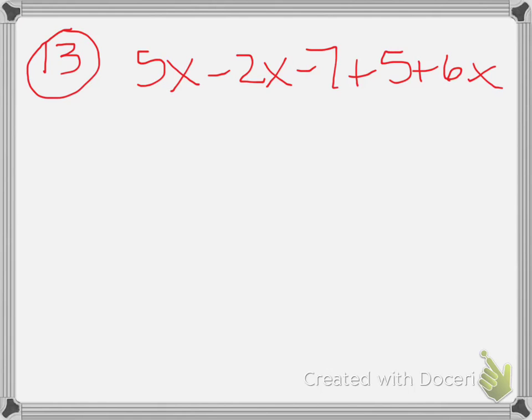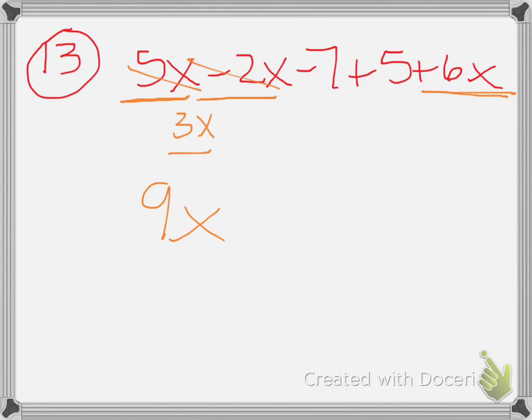Number 13 is our next one. And again, we're just combining like terms. So we're looking for things that are alike, and we have a bunch of x's in this one. 5x minus 2x plus 6x. So 5x minus 2x is 3x. So that's 3x there. And then 3x plus the 6x is 9x. So I've just combined those three.